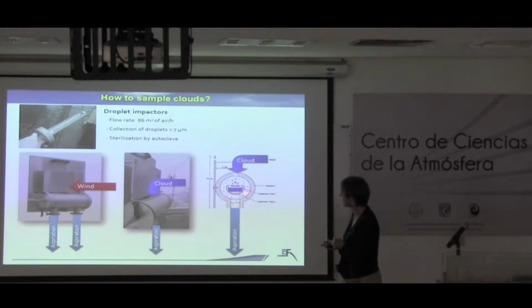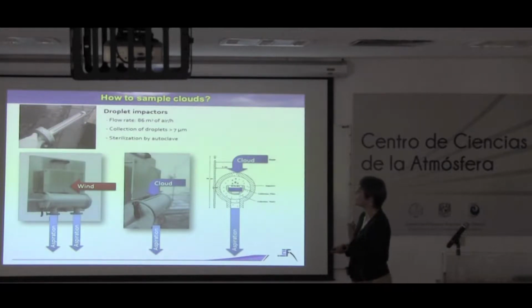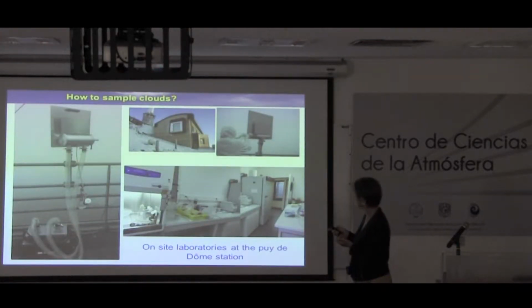And so we collect the cloud water, and then we can study this cloud water. Of course, we have to work under sterile conditions because we are working with microbiology. Here you can see a picture of Muriel, you know him, Louis. You have gloves, you have a mask, and everything has to be sterile, of course, to not contaminate the sample.